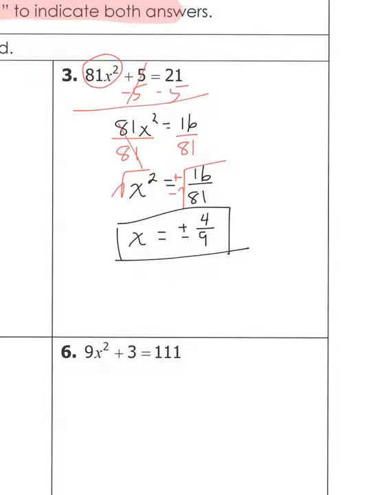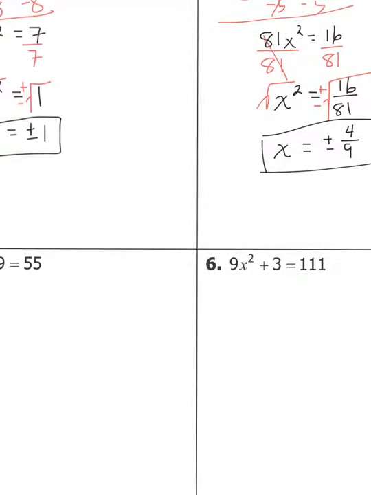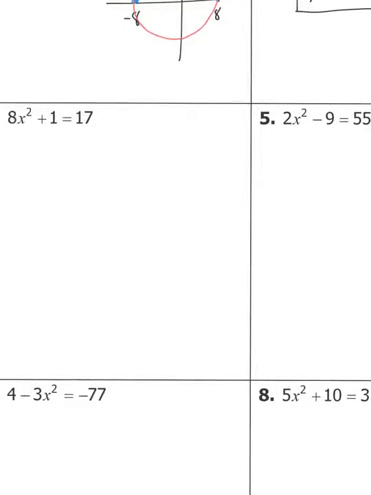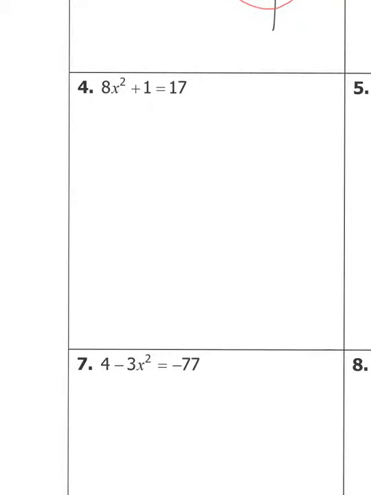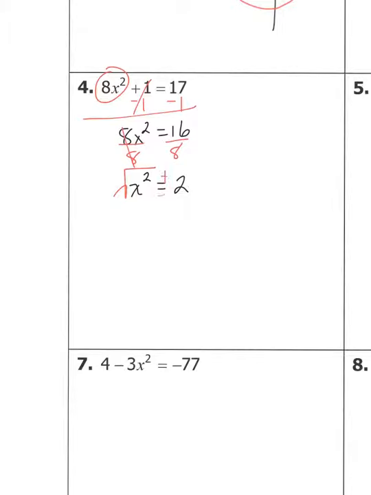All right, so now you've done 3 of them. I want you to do 4, 5, and 6 completely on your own, and then restart the video. Okay, so let's check our answers. So for this one, you should have subtracted 1. Then you should have divided by 8. And then you should have taken the square root of both sides, and again, don't forget that plus minus.